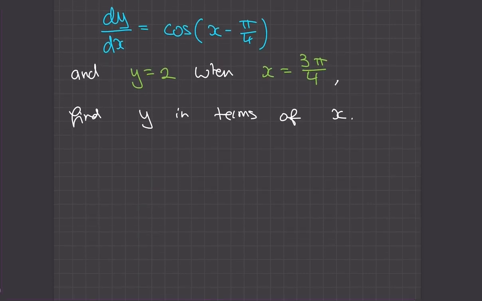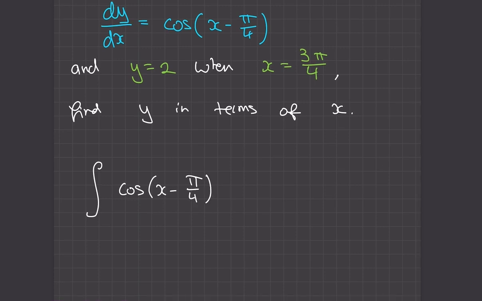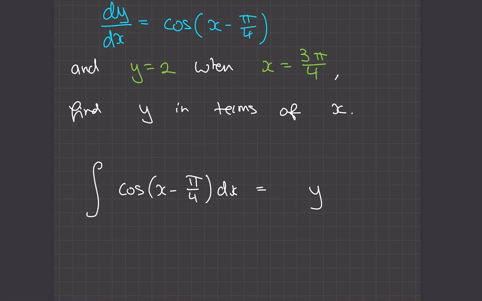So that means if dy/dx equals cos of that thing, then if we integrate cos of (x minus pi on 4) dx, what we're going to get is y, right? Because if we differentiate y on the left hand side, obviously these are going to cancel, and we'll just have that dy/dx is equal to this, which is what we have up here. So basically, if we integrate this, we should get the general solution for y.